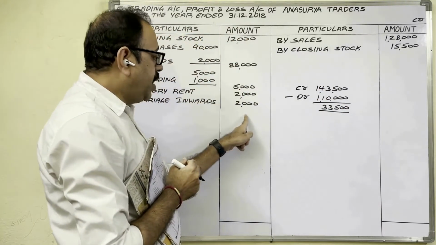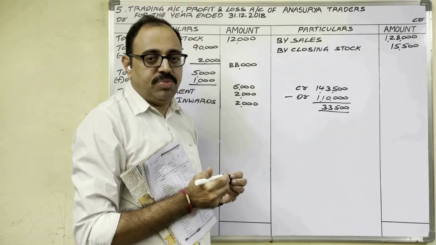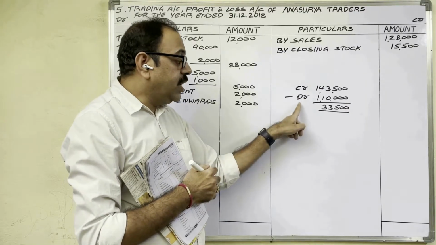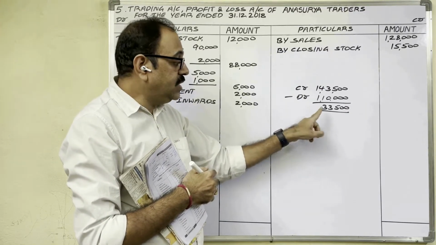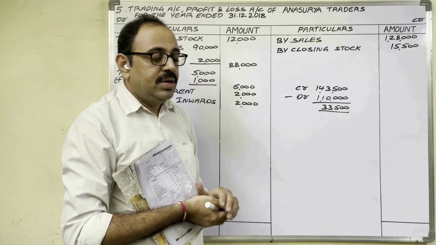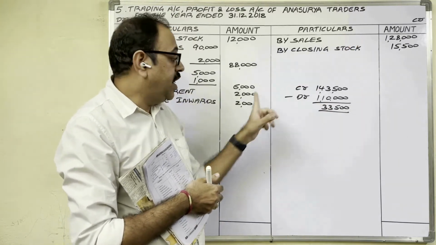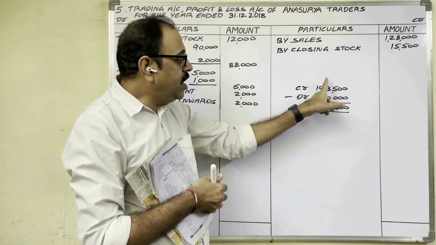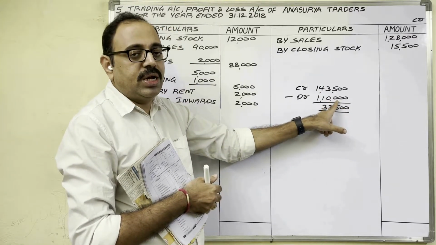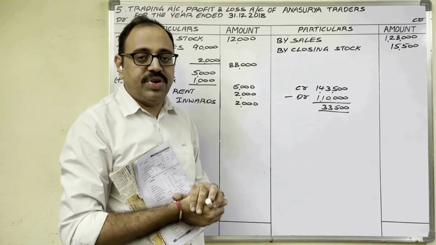1,43,500. Debit amounts total 1,10,000 rupees. Credit total is more than debit total. So difference is 33,500. Credit side we wrote incomes, debit side expenses. Income total is more than expenditure total. Therefore, answer is gross profit.